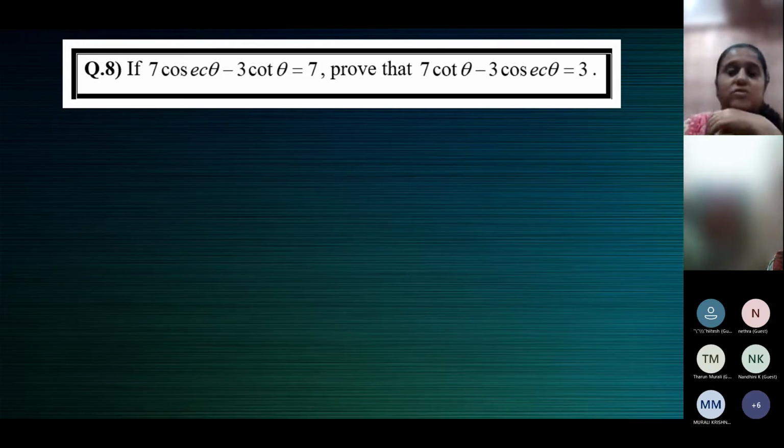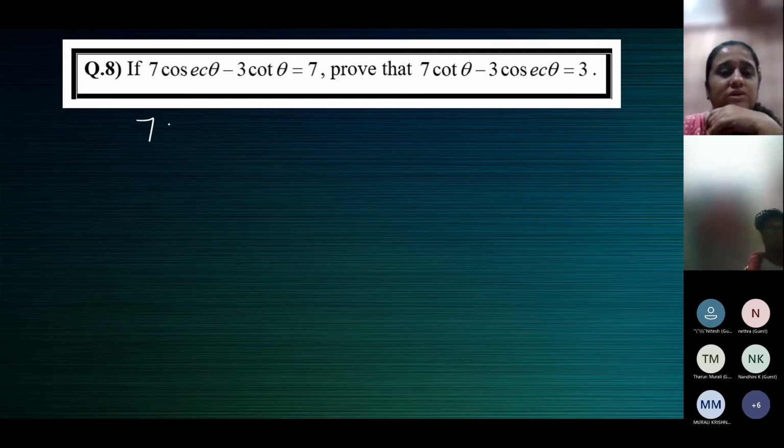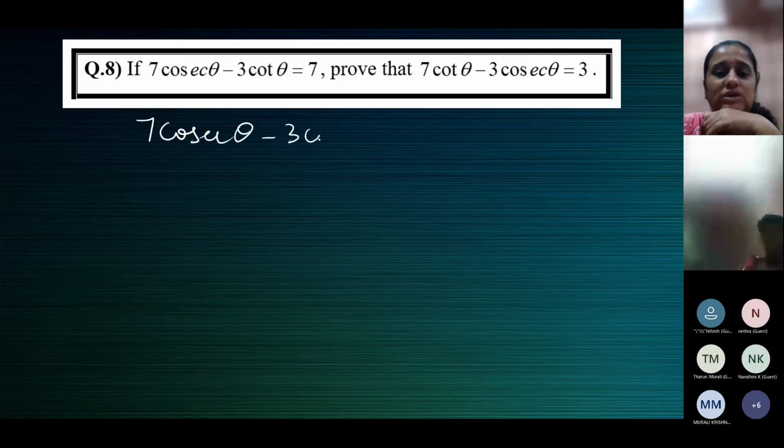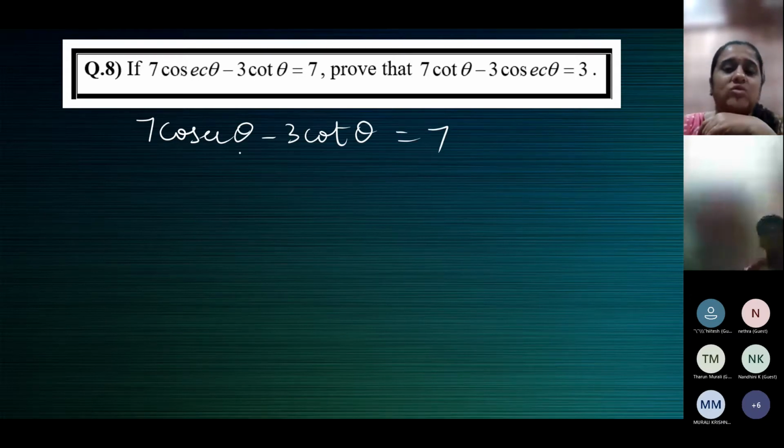So what you need to do here is write down what is given. You're given an equation. So you're given that 7 cosecant theta minus 3 cot theta is equal to 7. This is given to you. Now square this on both the sides.